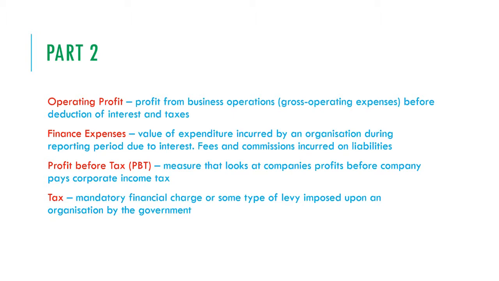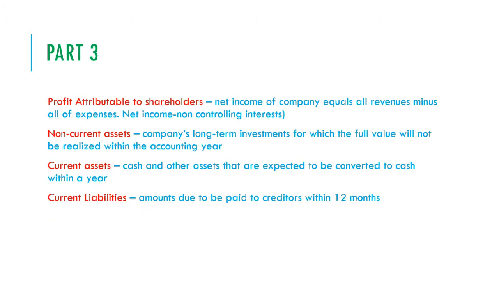Tax is a mandatory financial charge or some type of levy imposed upon an organisation by the government. The profit attributable to shareholders is the net income of a company that equals all the revenues minus all of their expenses, also known as the net income, non-controlling interests. It can also be looked at as your net profit as well.